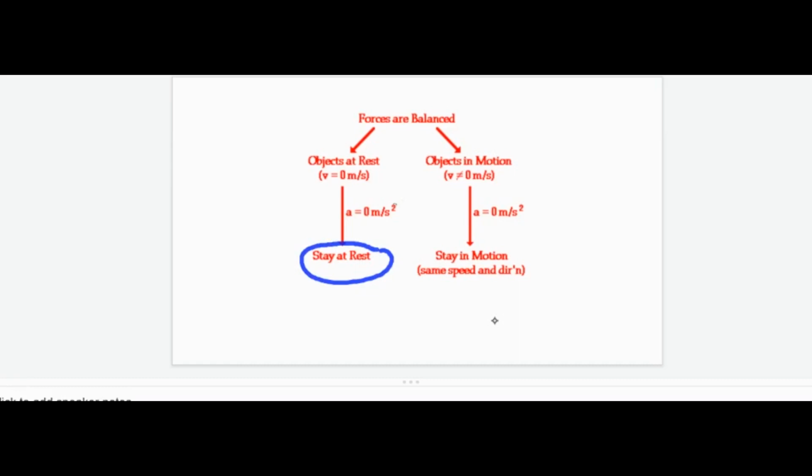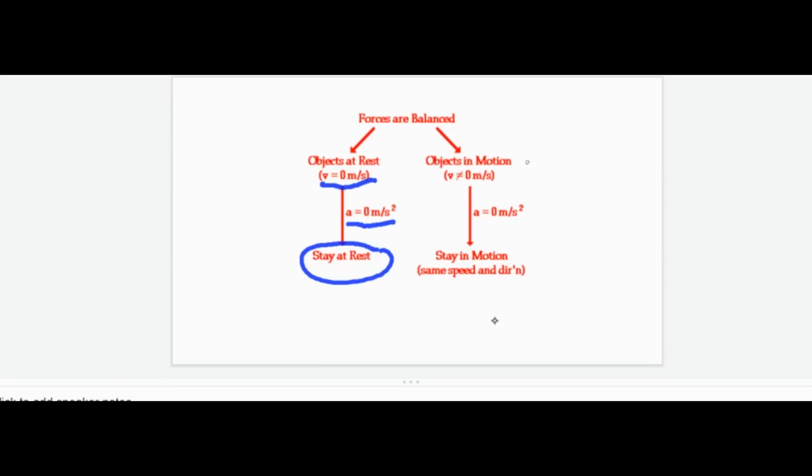Okay? So when that object is at rest, we say that the velocity would be 0 meters per second. And of course, the acceleration is 0 meters per second squared. Therefore, that object will remain at rest. How about when it is initially in motion or moving at a constant velocity, for instance?